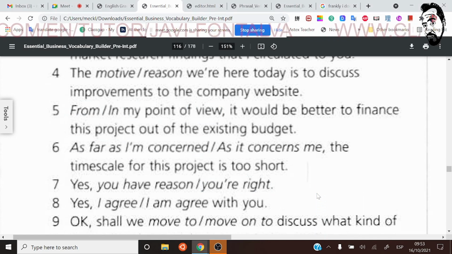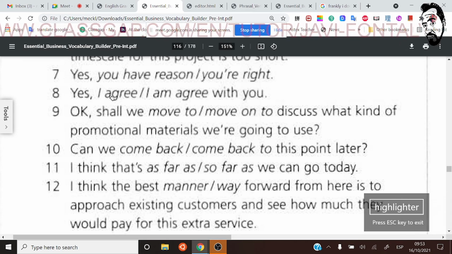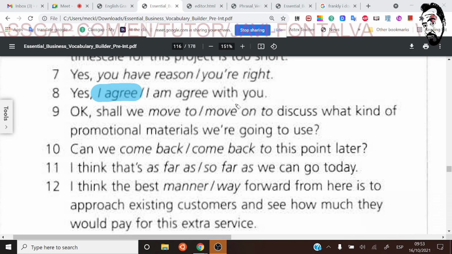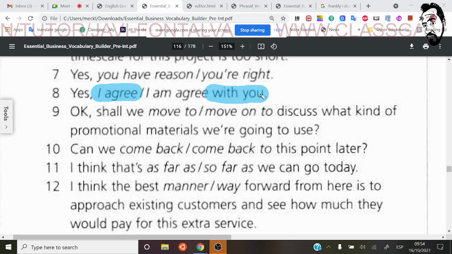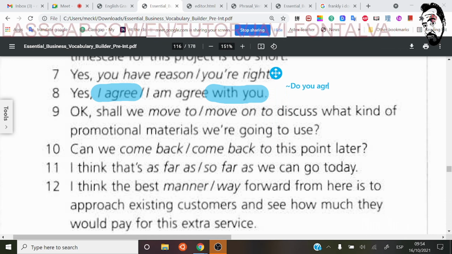Okay. 8. I am agree with you or I agree with you? I agree with you. Of course. I agree with you. Y si quiere decir, ¿estás de acuerdo conmigo? Are you agree? No, do you? Do you agree with me?